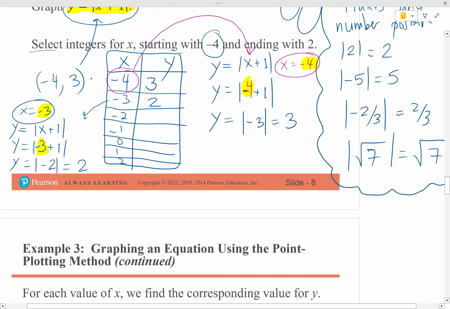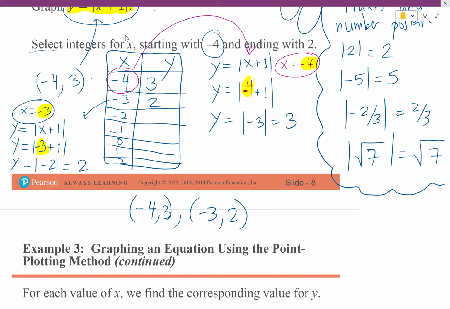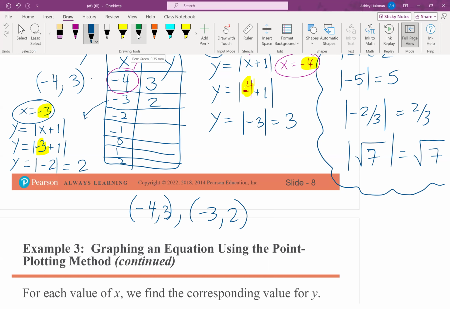These are all corresponding to ordered pairs. So far I have ordered pairs of -4, 3, and I just found another one, -3, 2. Seems like there's a pattern here. As our x values are going up in value, our y values are going down in value so far. Let's see if that keeps going.